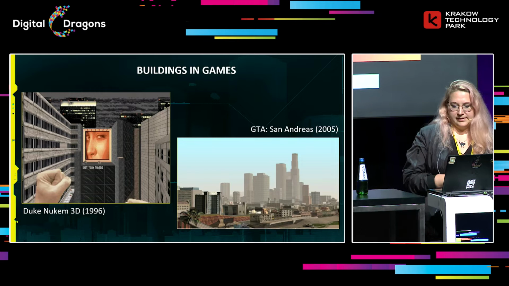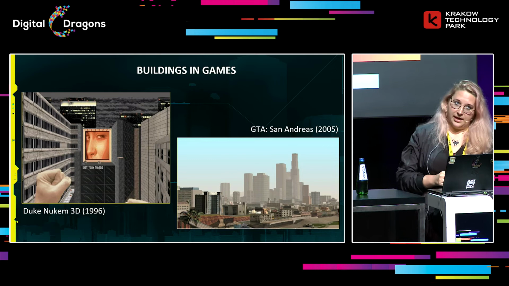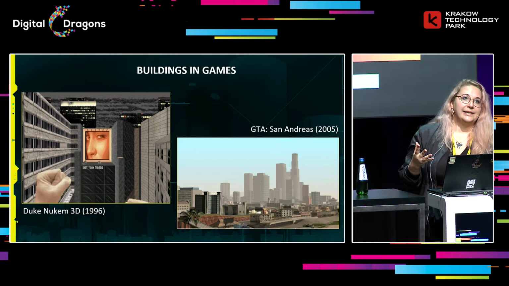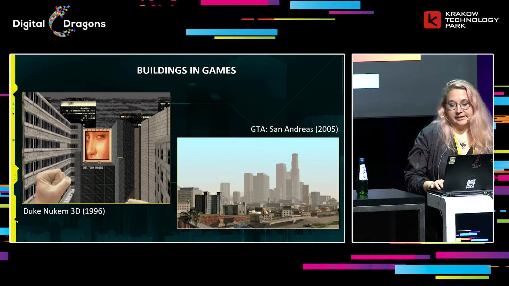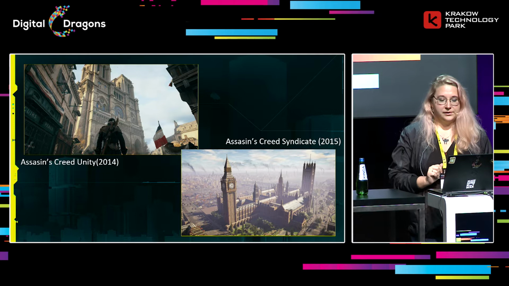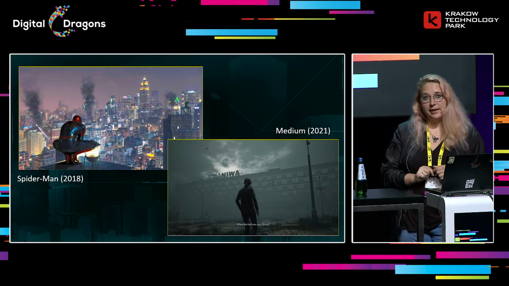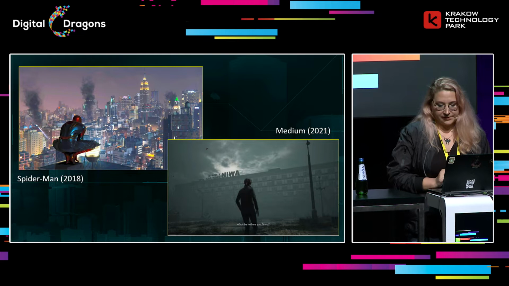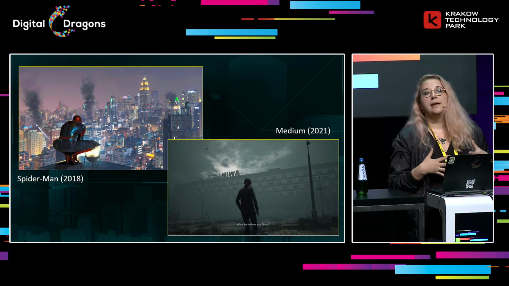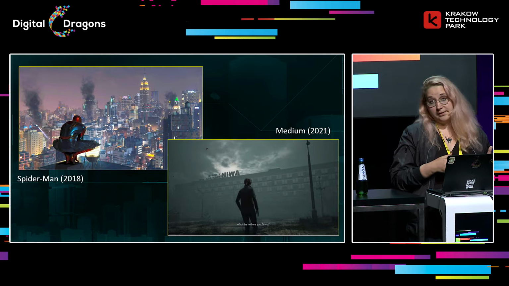So you have Los Angeles depicted in Duke Nukem 3D and in GTA San Andreas, where it is depicted as Los Santos, because GTA is, in general, a parody of California cities. And here we have some newer examples, Assassin's Creed Unity with Paris and Assassin's Creed Syndicate with London. And even newer ones, Spider-Man with a very, very detailed depiction of New York City, and Bloober's Medium from last year, where they depicted Hotel Cracovia, which in the game is called Niva. And actually, if you have some time, you can take a walk near the Old Town later on, and you can see it in real life.